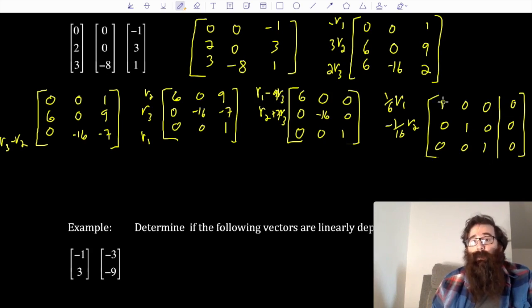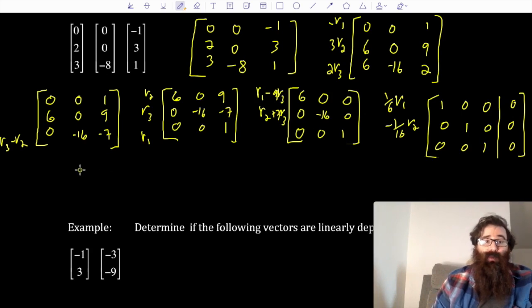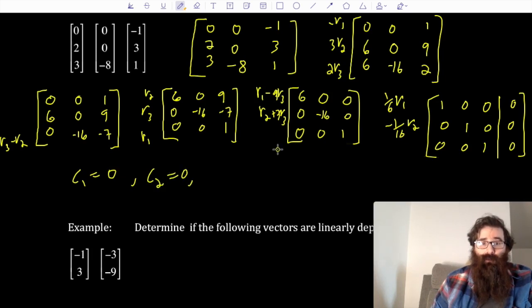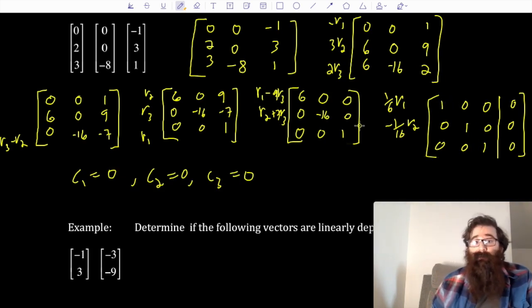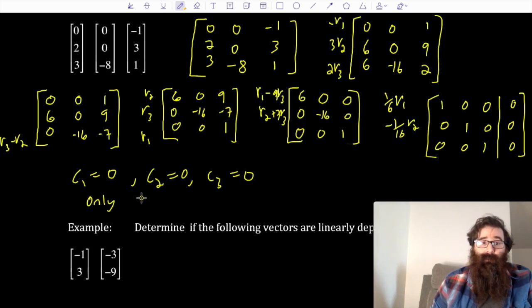It's giving me my weights. It says first weight, call it x sub 1 or c sub 1, whatever you want, the c sub 1 is 0. My second weight, c sub 2, is 0. And my third weight, c sub 3, is 0. And this is the only solution I have. I have no free variable. I have no non-trivial solution. So we maybe note this: only the trivial solution.